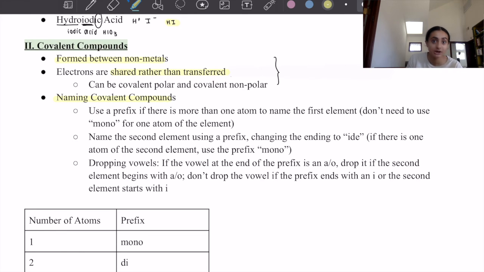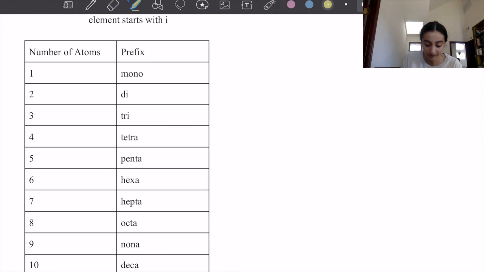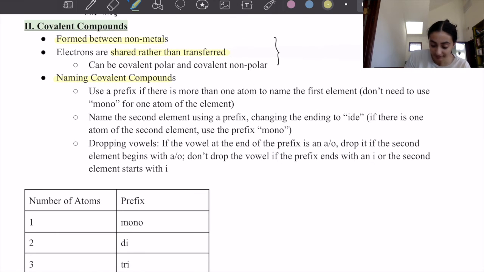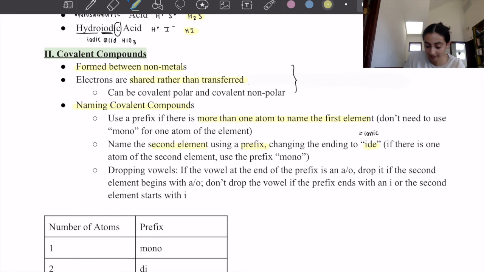So here are the steps. First, we have this list of prefixes here. Based on the number of atoms of an element in the compound, you will use these prefixes to write the name of the covalent compound. Like I said, you are going to use a prefix if there is more than one atom to name the first element. However, if you have just one, you are not going to use the prefix mono, and that is only the case for the first element. Then you name the second element using a prefix, and you change the ending to ide. However, in this case, if there's one of the second element, you do use the prefix mono.